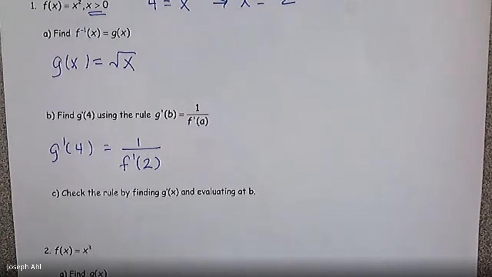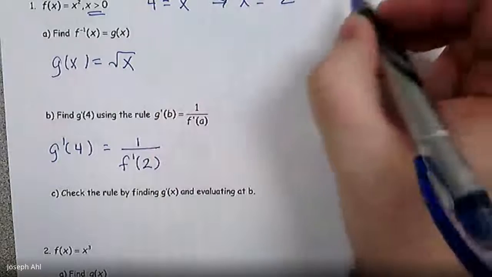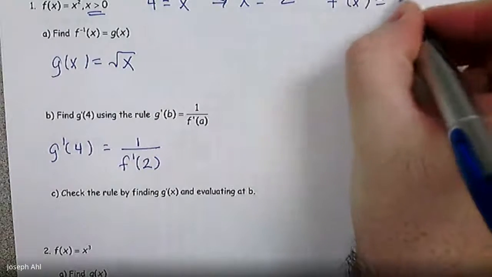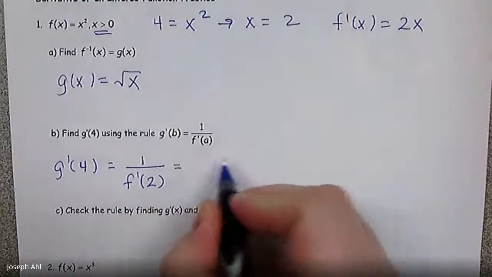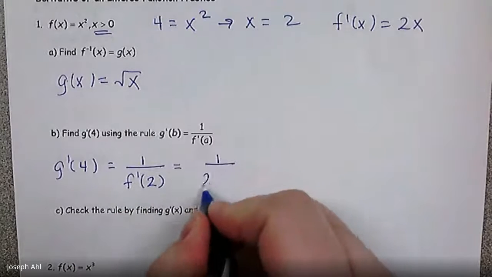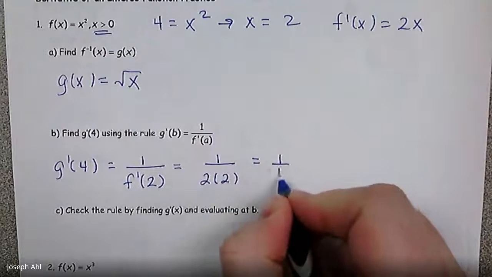So do we have f prime of x defined? Not quite yet, but we can write that pretty quickly. f prime of x we know is 2x. So based on that definition, 1 over f prime of 2 would be 1 over 2 times 2. So that would be 1/4.